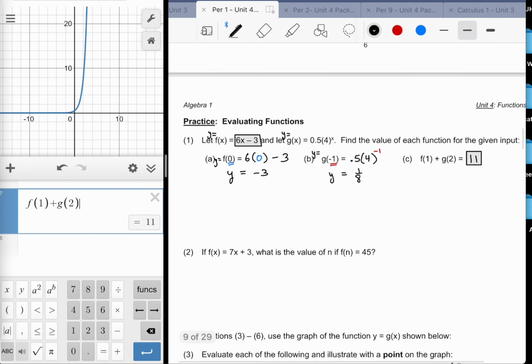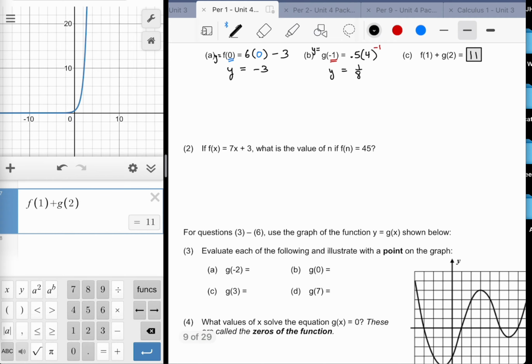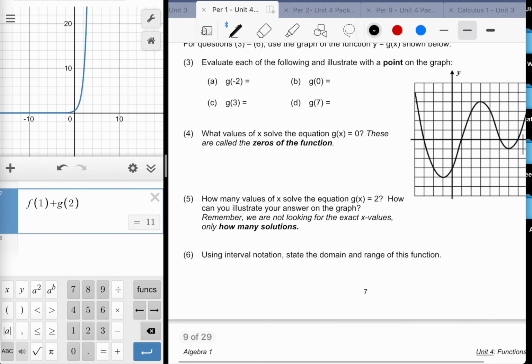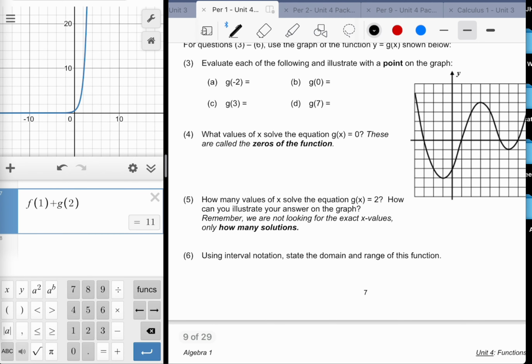Now, the rest of the problems here are just repeats of the same kind of problems that we've already talked about. Same idea with number 6 at the bottom. It's just a bad question. I mean, the question itself is fine. It's just the way the graph is presented is not good.